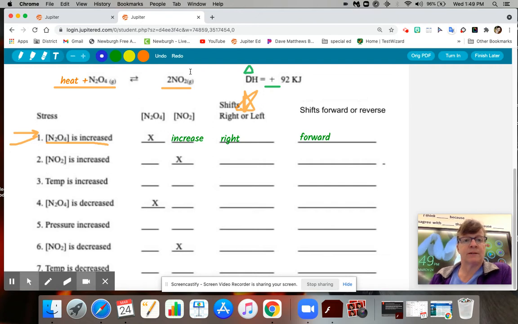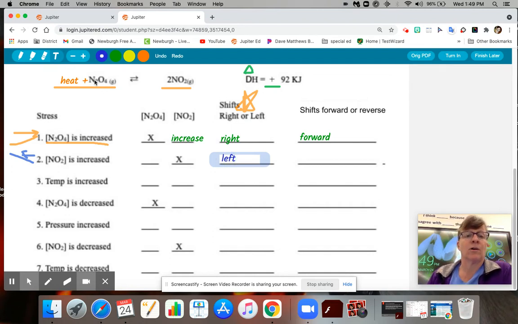NO2 is increased. NO2 is over here on the right side. If I increase it, how is that going to tip the scales? Well, it's going to make this side go down, right? I'm adding more. I'm increasing the weight, so to speak. And if I do that, now it's going to have to shift left to push it back down. Okay, so it's going to shift left.